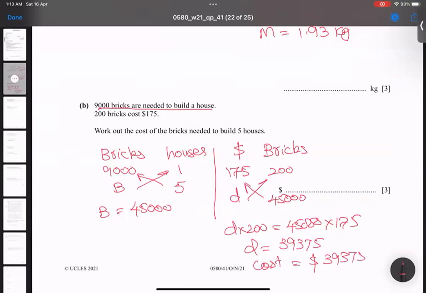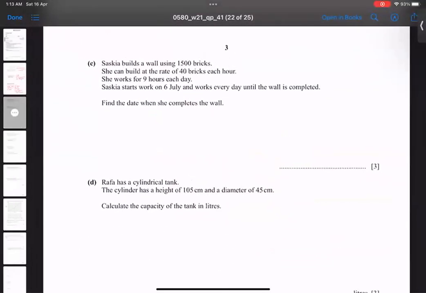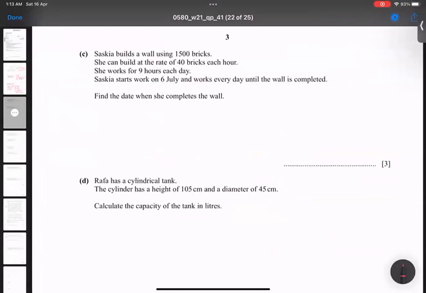As we're getting the exact value, there's no need to write 3 significant figures. So that's it, and let's go to the next page. This is done. On the next page, there are two parts he's asking here.